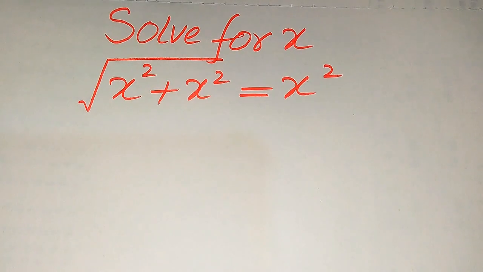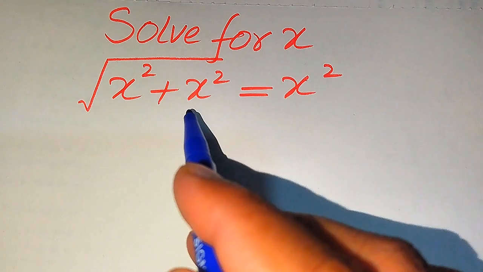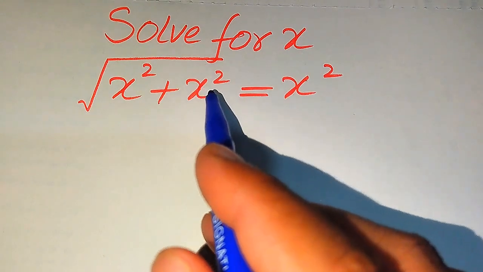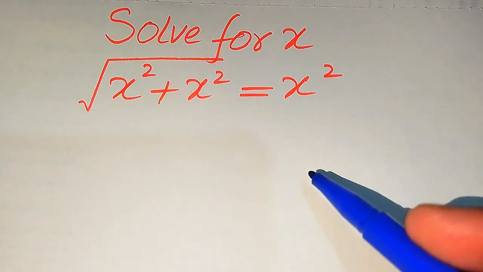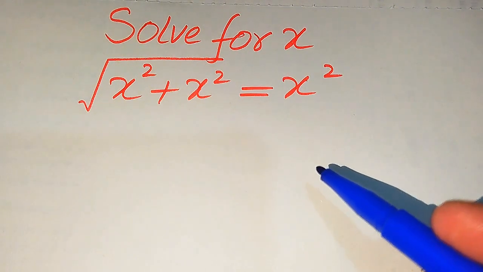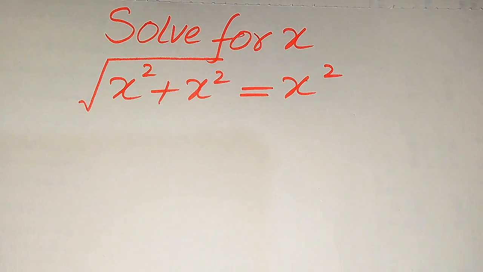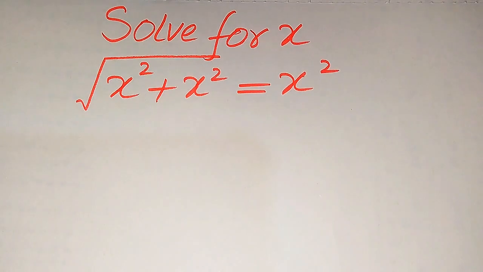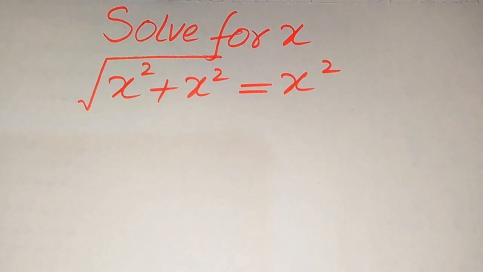Hello everyone, how do we solve this problem for the values of x if we have the square root of x square plus x square, and its whole square root is equal to x square? We solve this problem for all the values of x. First we find all the roots of this equation, and at the end we will verify which of the roots are solutions of this equation and which of the roots are extraneous roots.